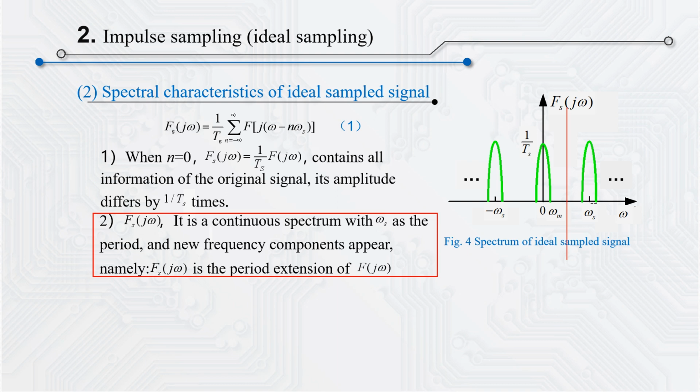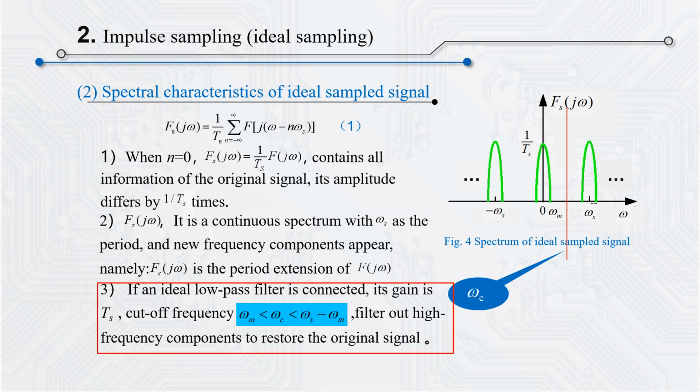Here, Fs is a continuous spectrum with a period of omega s. If you connect an ideal low-pass filter, its gain is Ts. If its cutoff frequency is omega c, as long as omega c is greater than omega m and less than omega s minus omega m, its high-frequency components can be filtered out to recover the original signal spectrum.